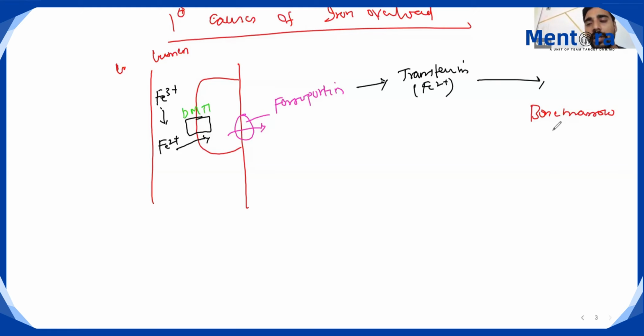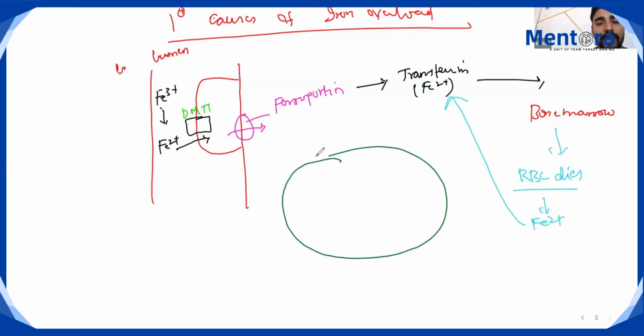Now, in the bone marrow, whenever RBCs are dying, they are senescent. Then again, this iron is going to transferrin. Right? Now, what is happening in the liver? We'll see now. So, this is what is called the liver. Whatever excess iron is there, it is stored in the form of ferritin. This is all the storage form of iron.